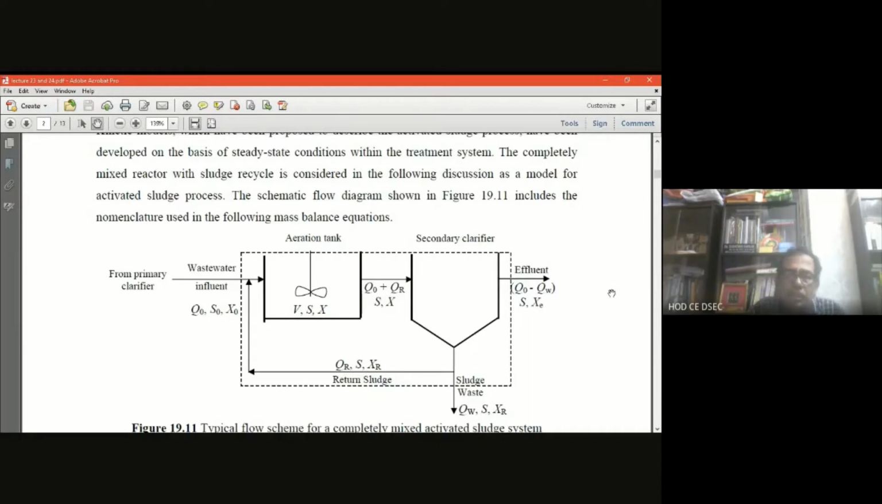Effluent will be Q0 minus QW, and corresponding to that Q0 minus QW flow of effluent, what will be the corresponding substrate concentration? That is also S, but the biomass concentration is Xc. That is the biomass concentration of effluent, that is XE, and the biomass concentration of the flow QW, which is sludge wasted, is XR. The R suffix indicates the recirculation biomass concentration.